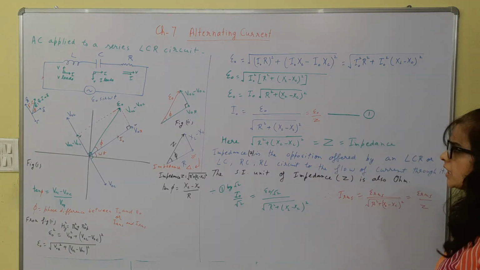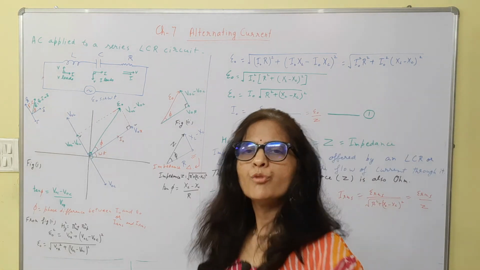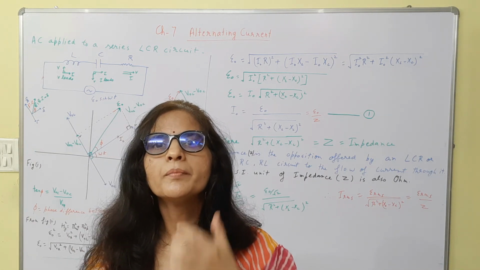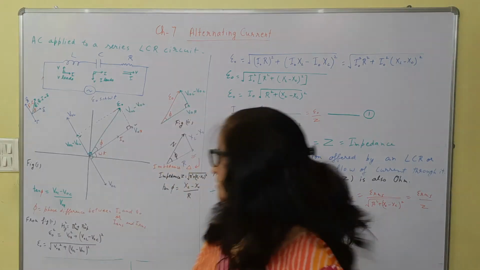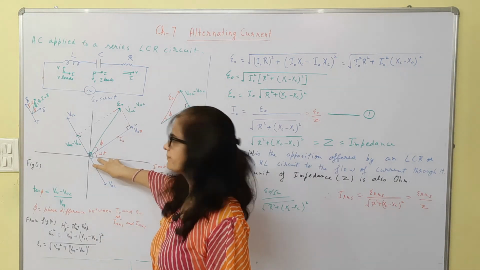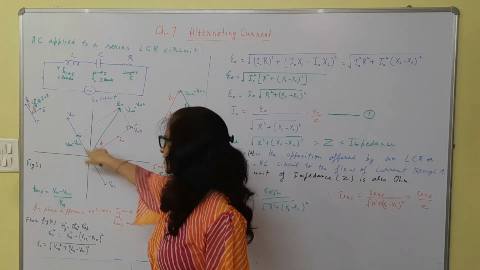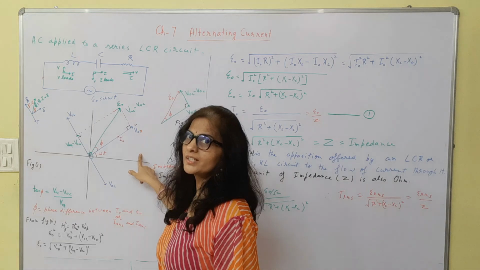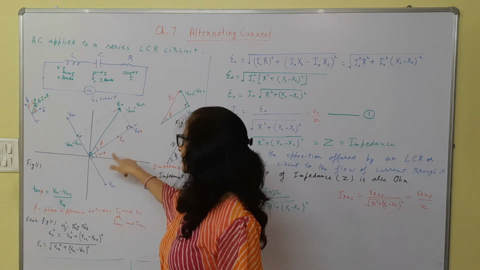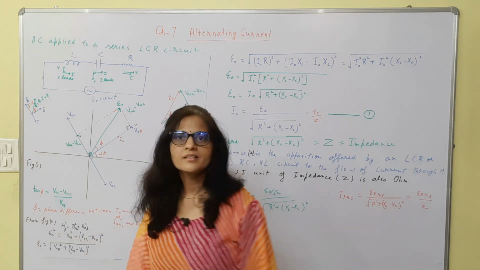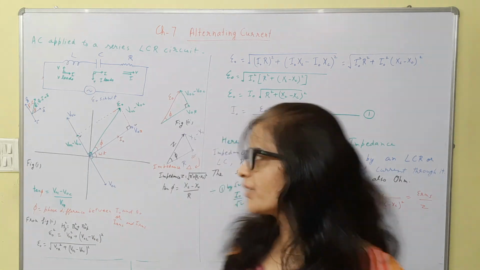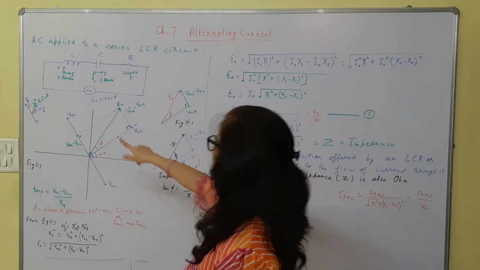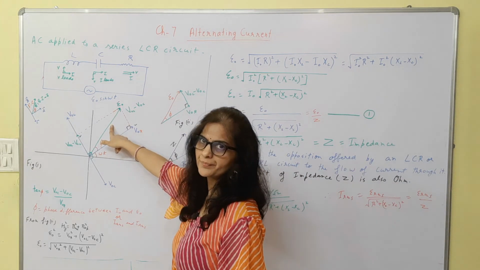Now what if the voltage across capacitor is more? Then what will happen? If the voltage across capacitor is more, the resultant will be in this direction, and resultant of these two will be in this direction, and the voltage would have been this way. So in that case, current would have led the resultant voltage by some angle phi. We have taken the case when voltage across inductor is more, so that's why our voltage resultant comes out to be on this side, right?